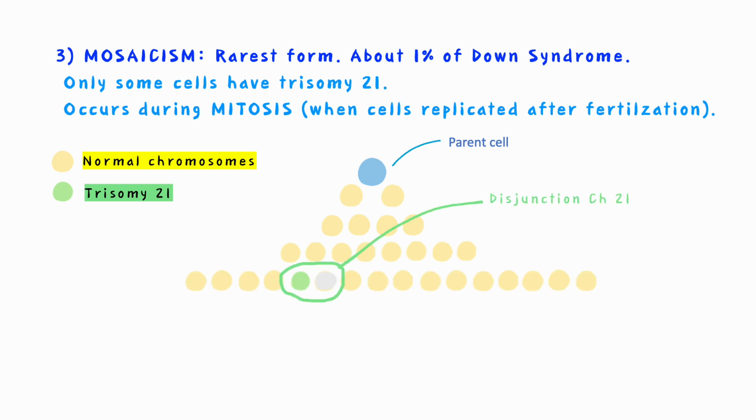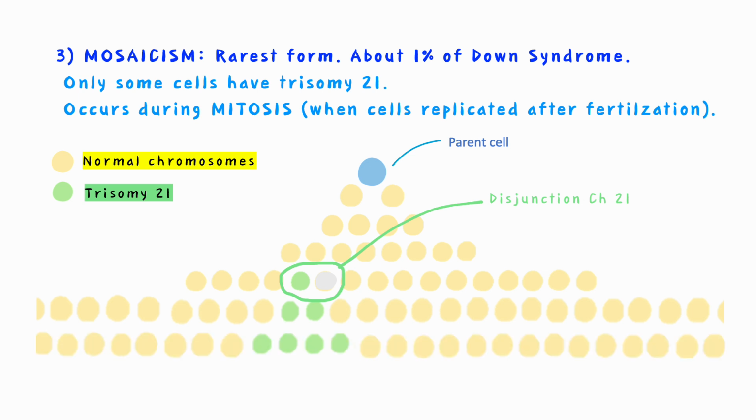At this time, there will be an unequal sharing of the chromosomes and trisomy 21 can occur. Any cell that originates from this cell with trisomy 21 will also have trisomy 21, but the other cells will continue to replicate with normal chromosomes.